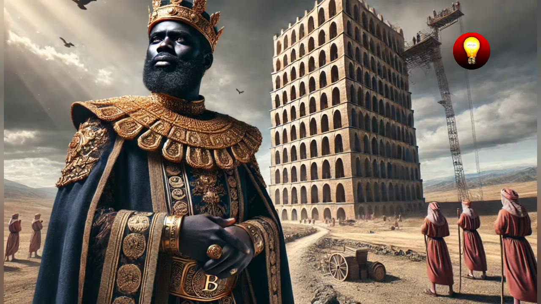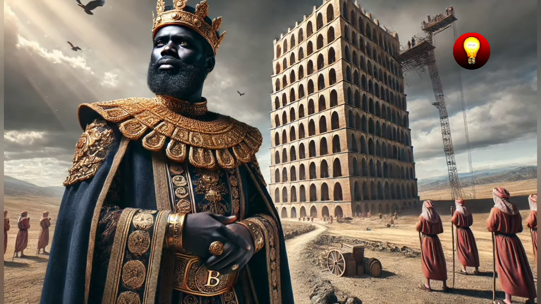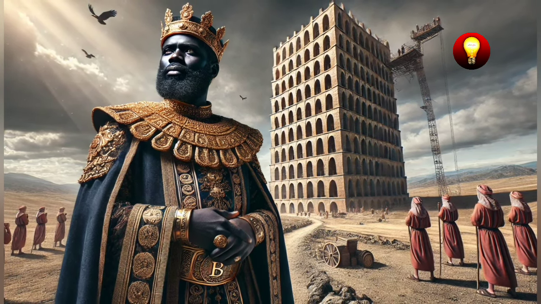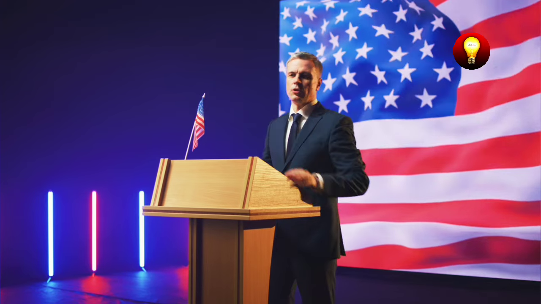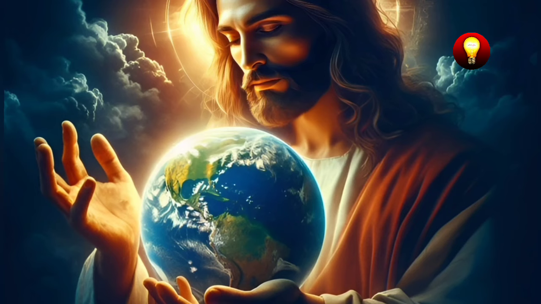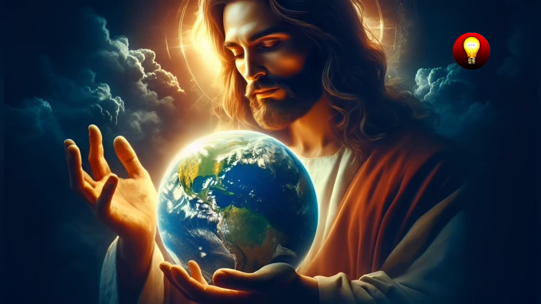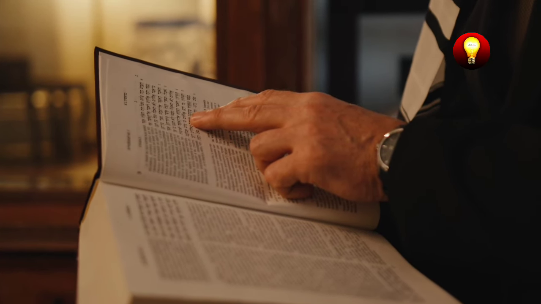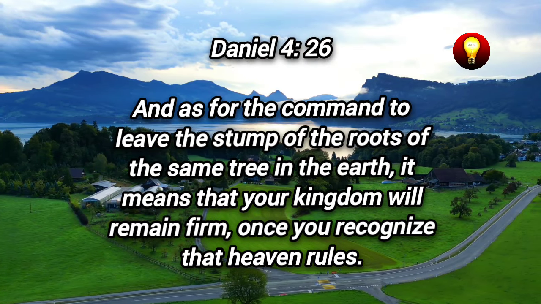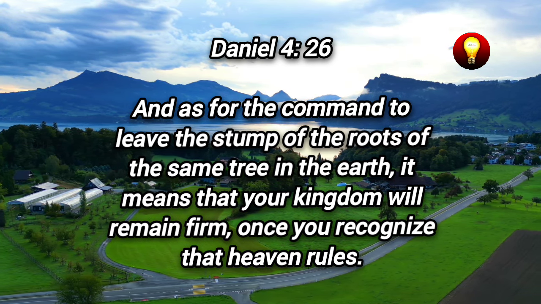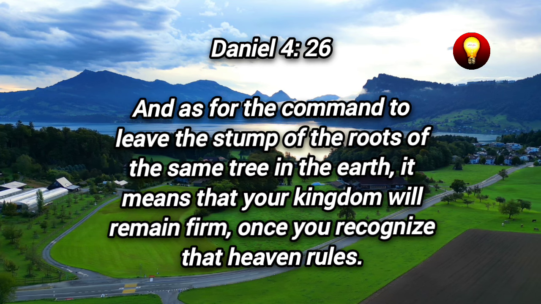Thirdly, we can see how man's wickedness persisted even after the flood, especially in the figure of Nimrod, who became an arrogant ruler before God and gave rise to cruel nations such as Assyria and Babylon. Fourthly, we can affirm that God has dominion over all nations. Even if they stray into their evil, the Lord continues to reign from heaven. In Daniel chapter 4, verse 26, we read, "And as for the command to leave the stump of the roots of the same tree in the earth, it means that your kingdom will remain firm once you recognize that heaven rules."